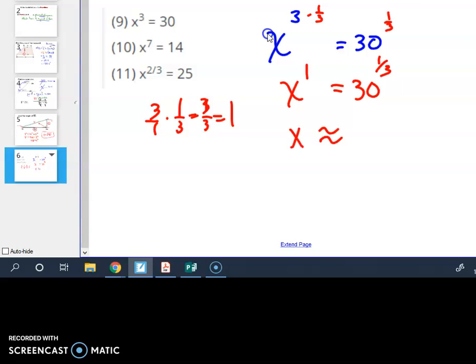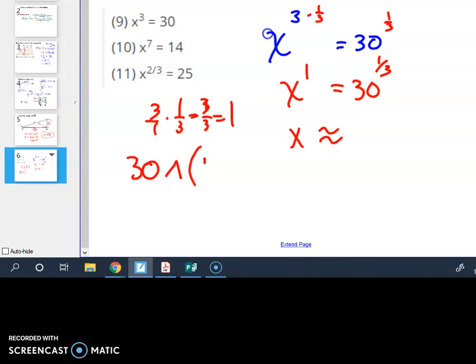As I mentioned, 3 cubed is 27, and 4 cubed is 64. So this answer here should be somewhere between 3 and 4. So 30 raised to the exponent of 1/3. When you enter 1/3, you may find you don't have a fraction key, so you generally put it in as a division problem.